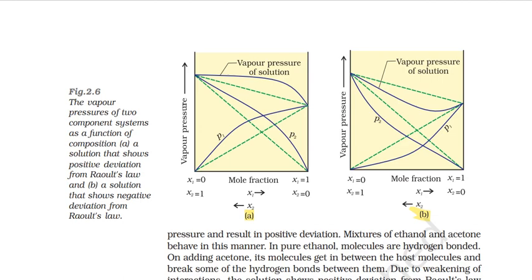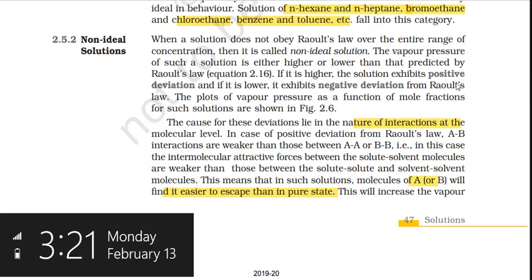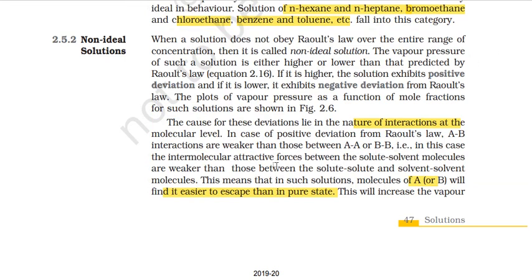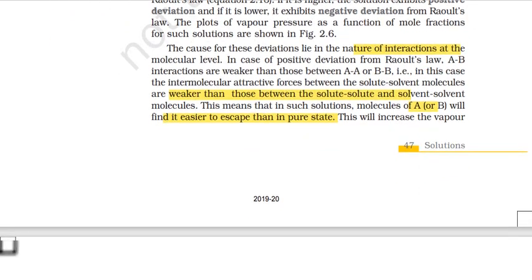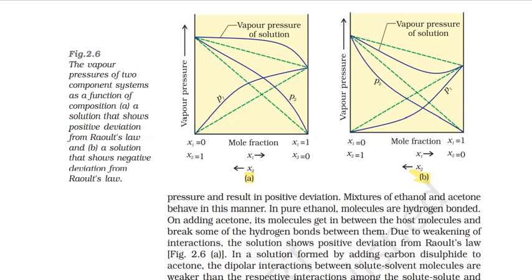Fine, why? Because now the intermolecular forces are not so strong. Yahan pe likha hua bhi hai. Intermolecular forces between the solute-solvent molecules are weaker and those between solute-solute, solvent-solvent are stronger. This means that it will be easier for it to escape. Escape wohi hoga jiska vapor pressure zyada hoga, jo zyada volatile hoga, ya jiska intermolecular attraction kam hoga. Usi ka exactly opposite will happen in the negative deviation ka case.